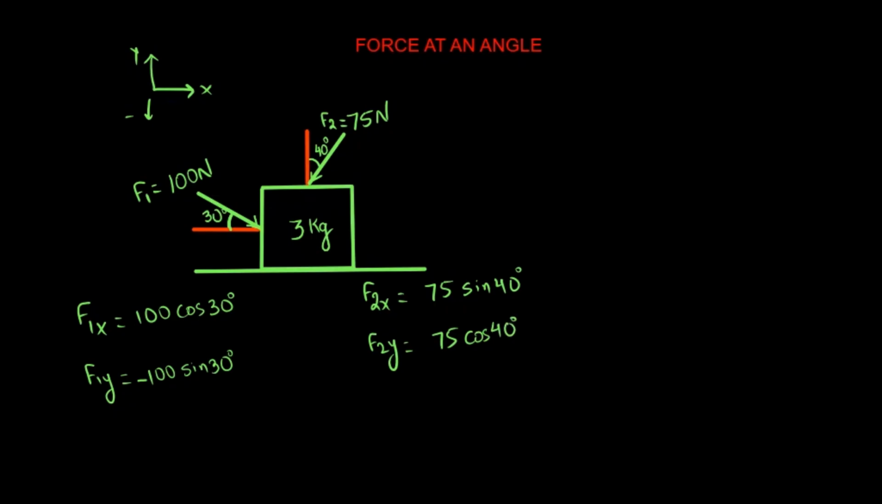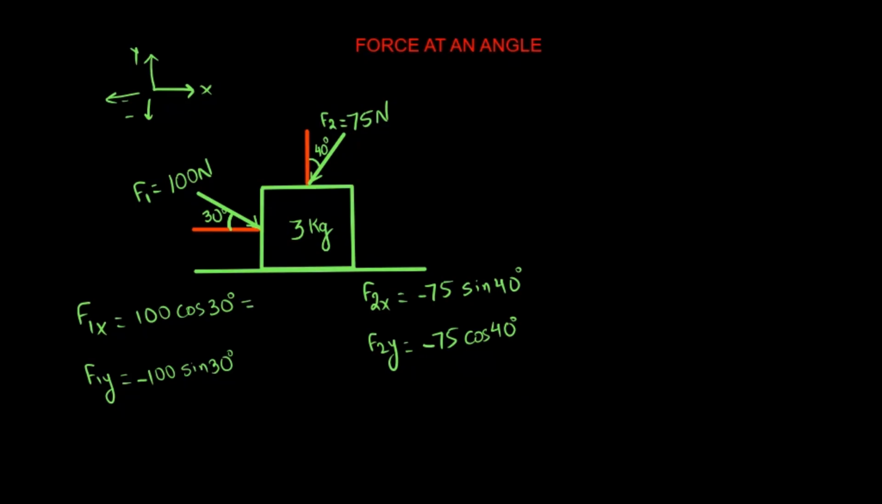Now let's talk about the signs. The x component: if you look at the direction of 75 newtons, it's going to the left. It's acting towards the left. And going left, x is negative. So there will be a minus sign. For y, in the y direction, the force is acting downward. And going downward, y is negative. So there will be a minus sign here as well.